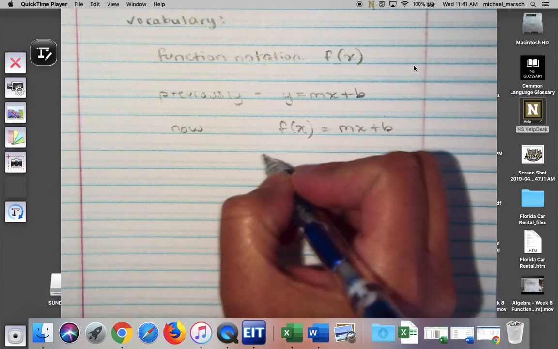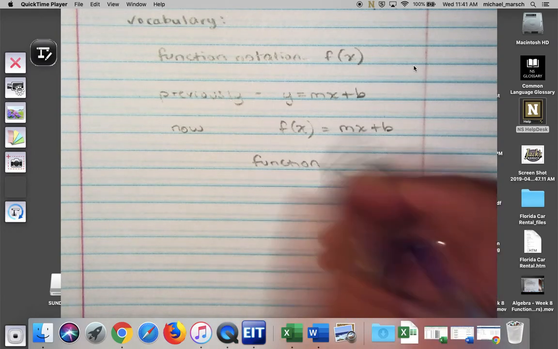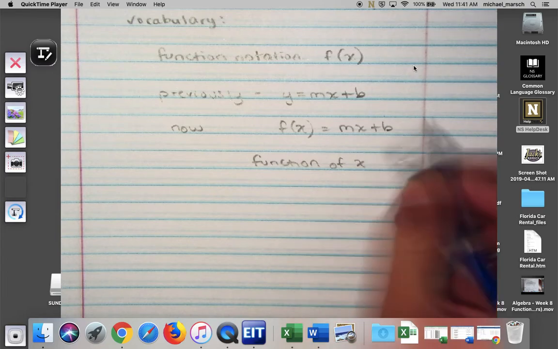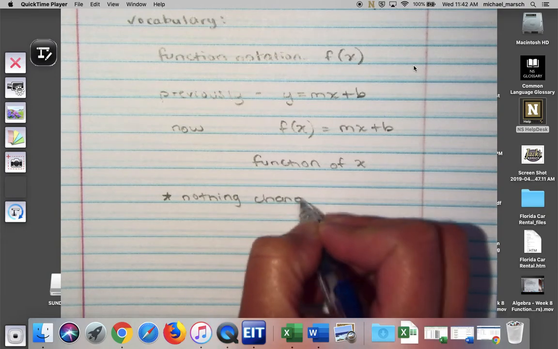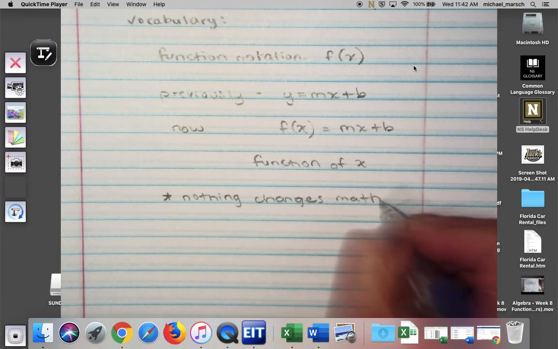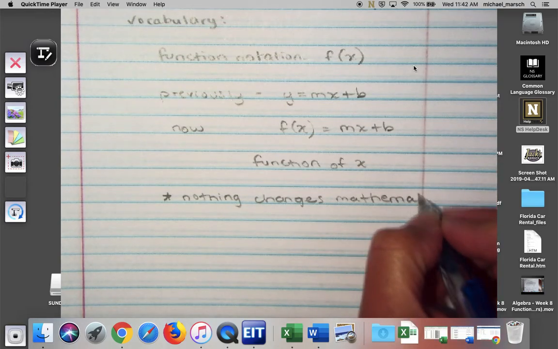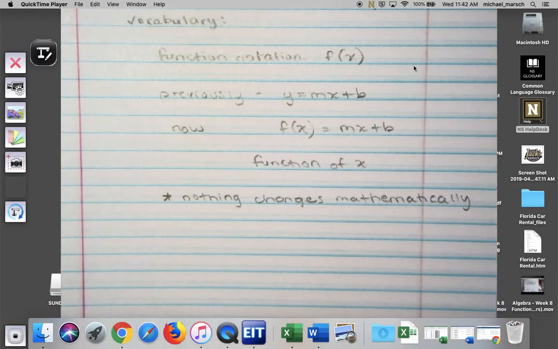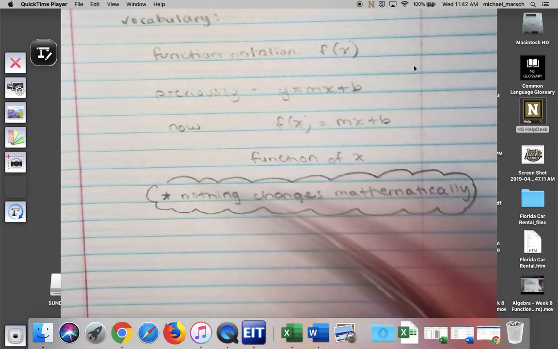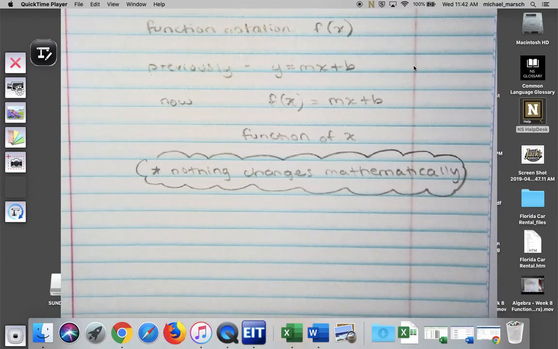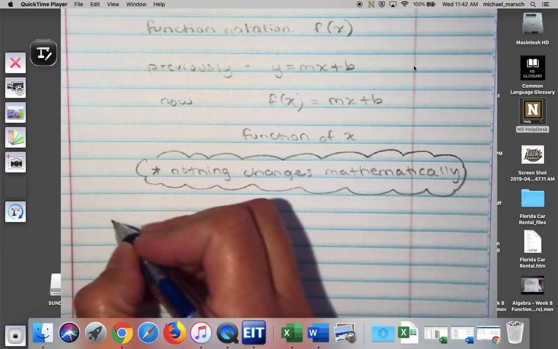So we're going to write here, hold on a second. This is the function of x. Nothing changes mathematically. Okay, so we don't do anything different with our math brains. We're just using a different symbol. So now let's apply that.